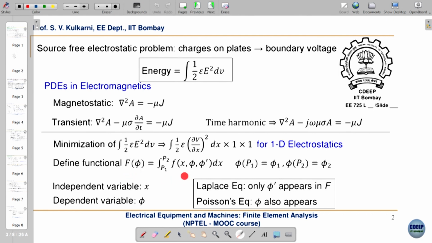Now this functional can in general be defined in this form, from p1 to p2, which means this is a one dimensional domain. So this is x and this is say phi, and this is p1, this is p2. So this is a one dimensional domain from p1 to p2, and the potential may vary like this. I just showed it by a straight line, but it need not be; it can vary in any way depending upon the boundary conditions and the source conditions.